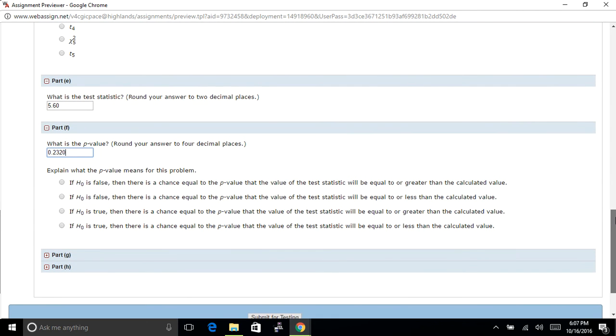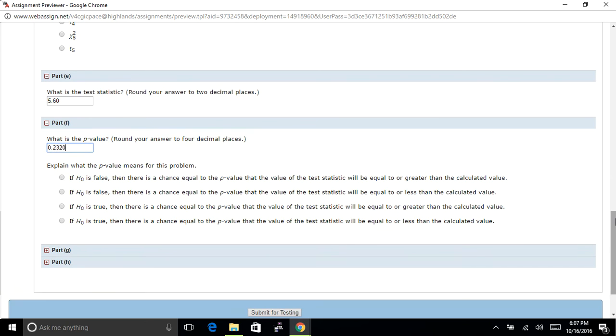So explain what your p-value means for this problem. Okay, and I wrote this in the handout, and it's kind of tricky, but once you see it in the handout, that's all you have to put every time. So the first thing you want to look at is, is the null false or is the null true? It's always got to be that the null is true. And then the next thing it wants to know is there's a chance equal to the p-value that the value of the test statistic will be equal to or greater or equal to or less. It's always going to be the equal to or greater.